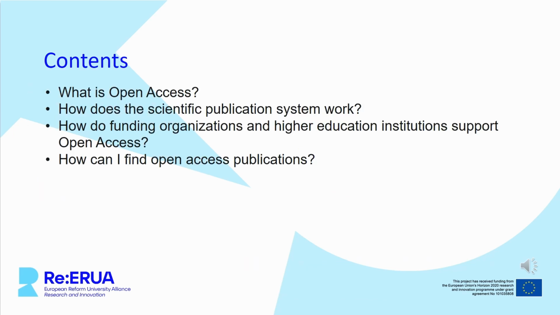We will start with a short definition of open access. What does open access mean and how did the idea of open access come about? To understand open access, we will have to take a closer look at the scientific publication system, how it works and what changes and challenges come up with open access. Second, we will give you practical advice on how to find open access publications in online search engines.